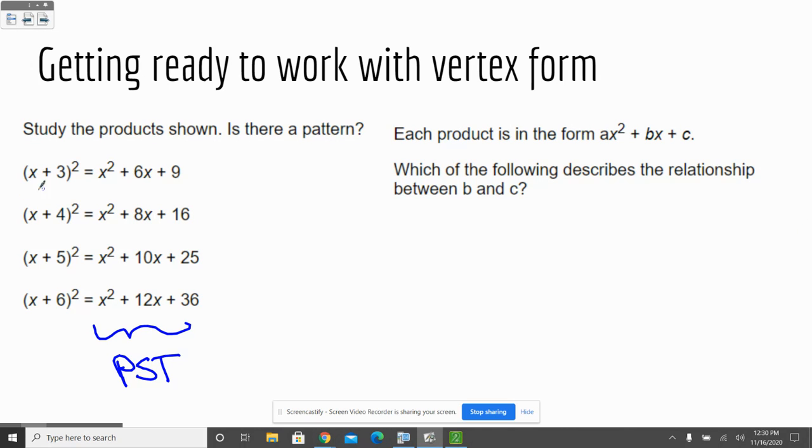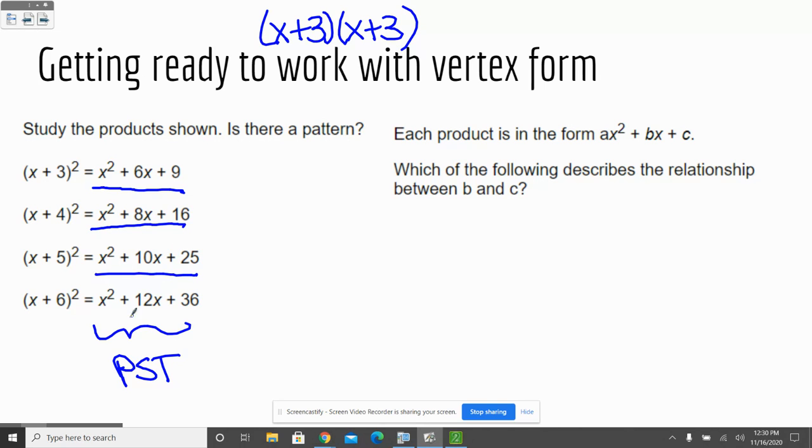What happens is you take this x plus 3 squared, and you know that's the same thing as x plus 3 times x plus 3, and you would double distribute, and you get x squared plus 6x plus 9. You take the x plus 4 squared, and you get this. And there are some patterns that you will see. The first pattern is obviously the 3 is squared, the 4 is squared, the 5 is squared at the end.